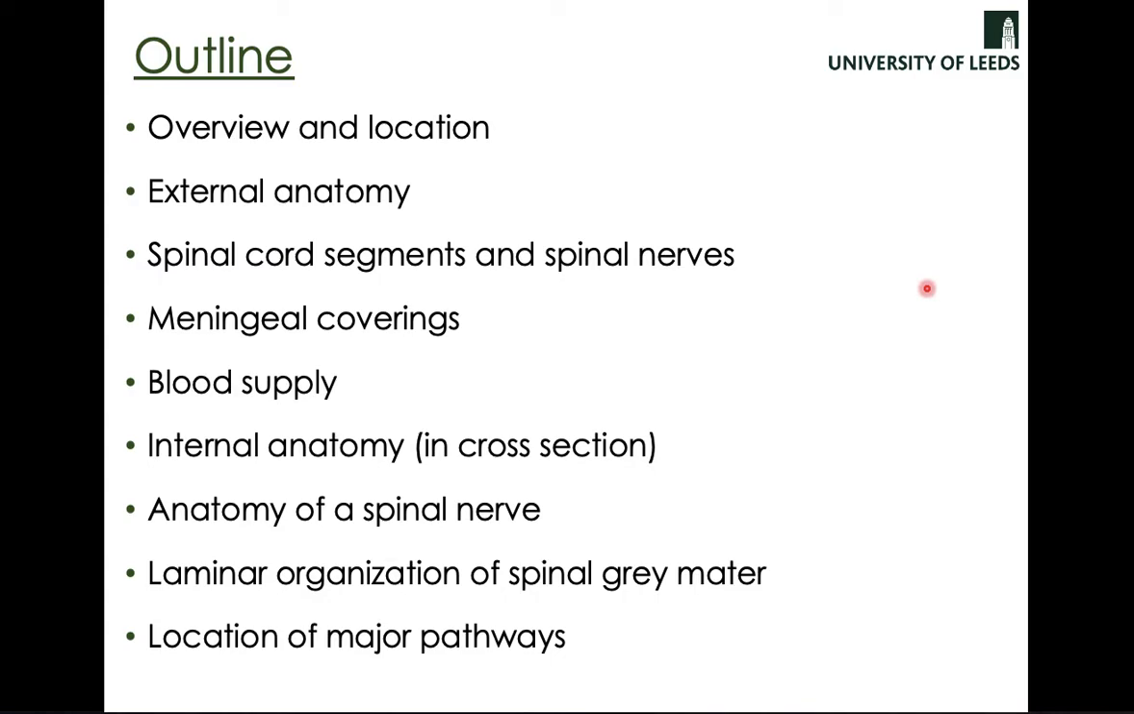We're then going to look at those meningeal coverings again that protect the spinal cord. We're going to look at the blood supply. Then we're really going to delve deeper into that internal cross-sectional anatomy. Then we're going to move on to talk about the spinal nerve and how the spinal gray matter is organized. We're lastly going to finish off by touching upon the location of those major pathways that bring information from the brain to the cord and from the periphery using the cord towards the brain.